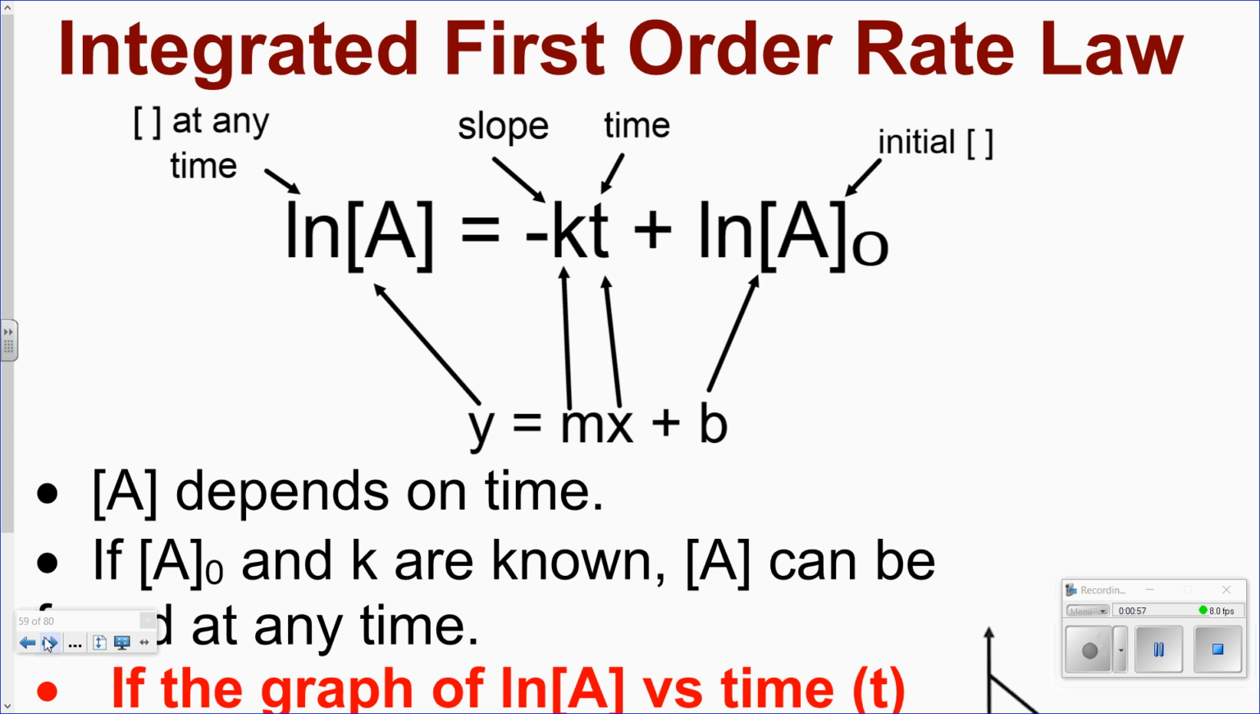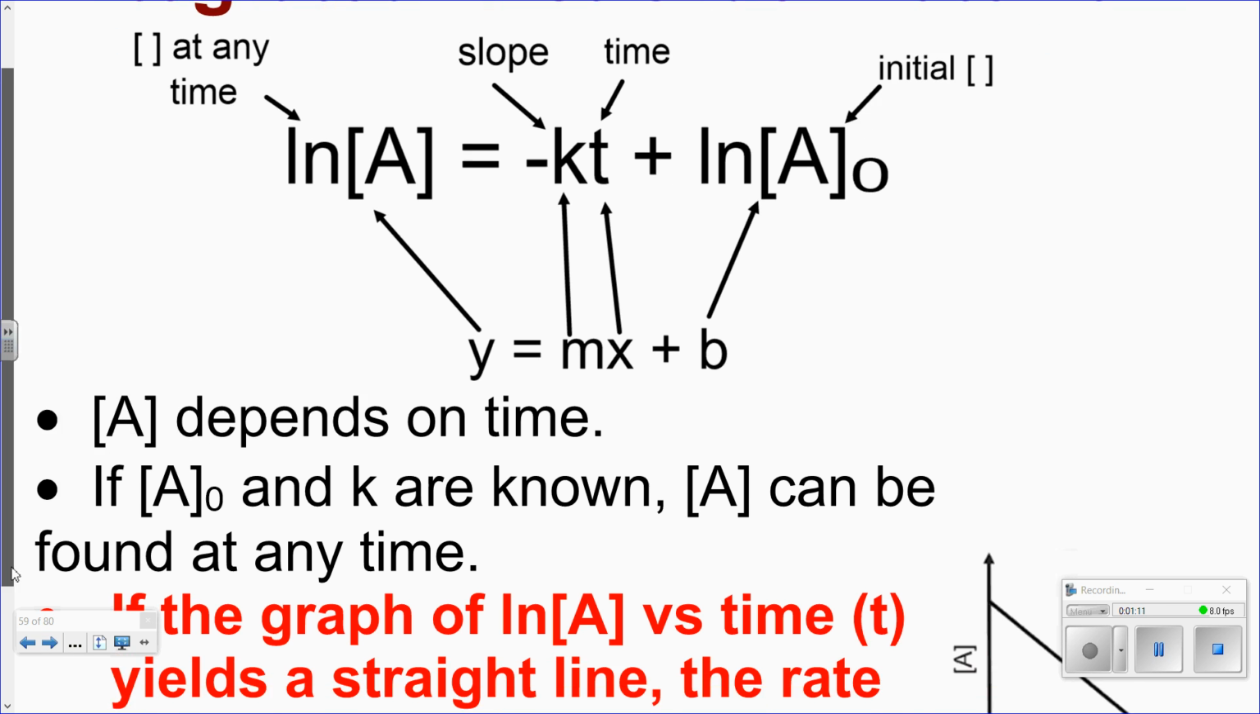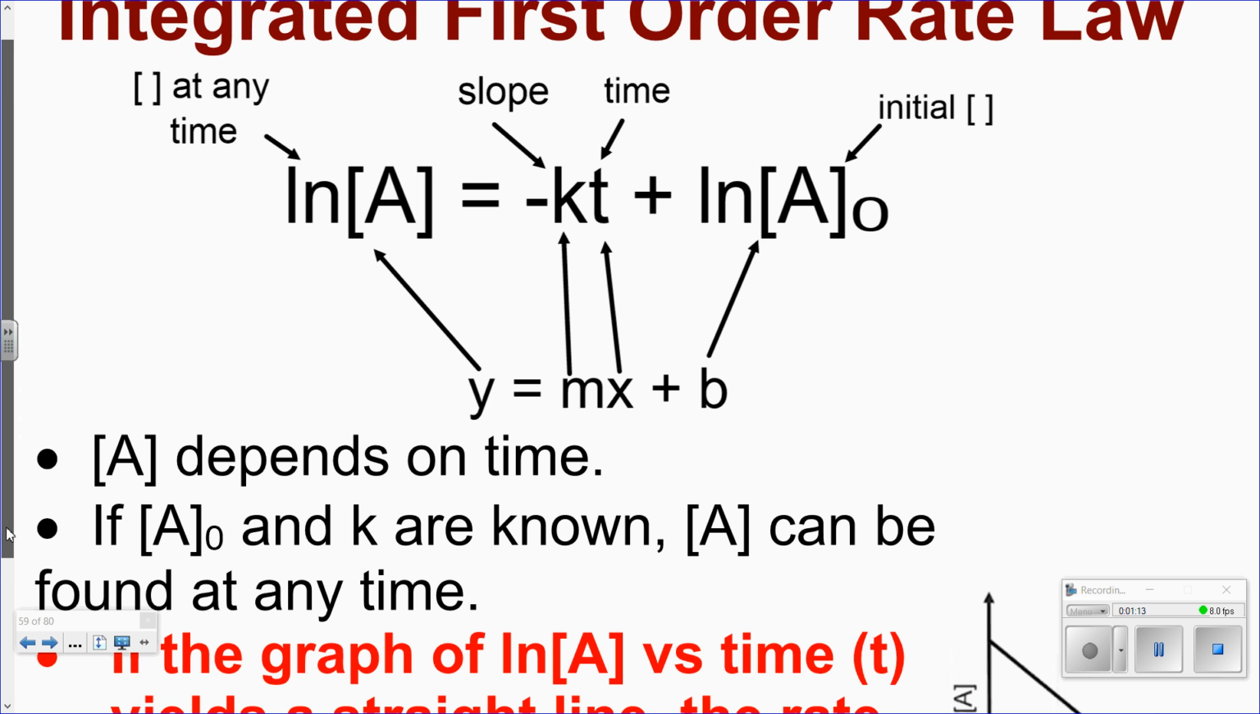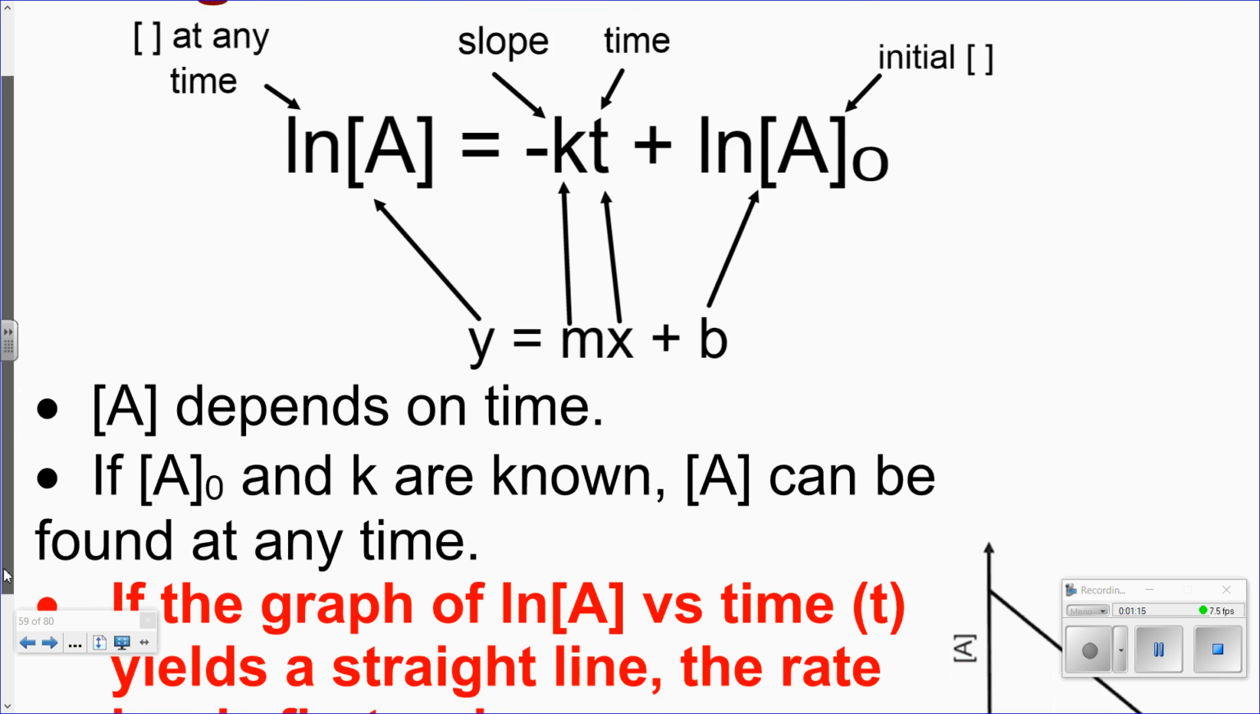Here's the integrated first order rate law. So it's the natural log of some concentration A at any time is equal to the negative slope times time plus the natural log of the initial concentration of that reactant. Okay, so we just notice this is y equals mx plus b. Easy, not too bad.